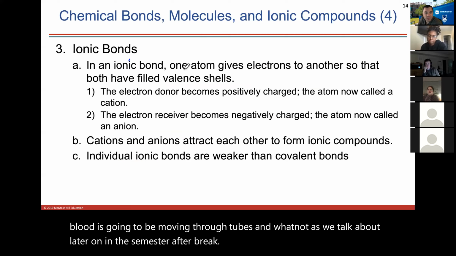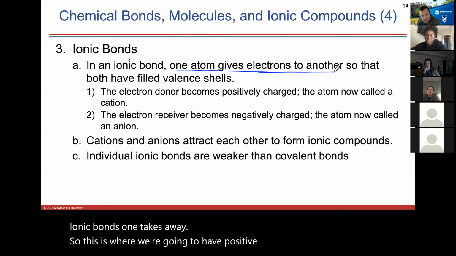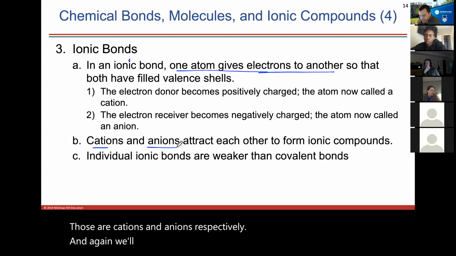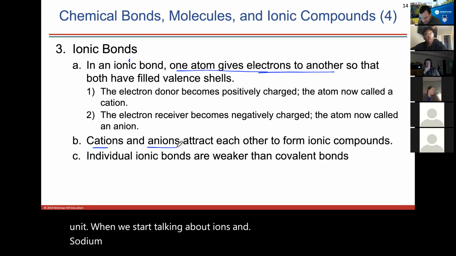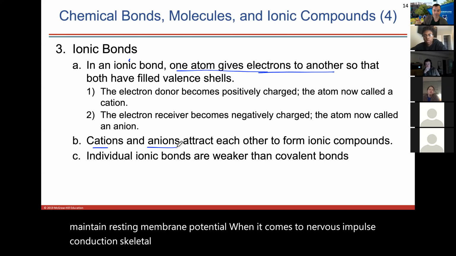Ionic bonds, one takes away. Okay. So this is where we're going to have positive and negative ions. Those are cations and anions, respectively. And again, we'll start talking about this when we start talking into the next unit, about sodium ions, positive and negative ions associated with helping to maintain resting membrane potential when it comes to nervous impulse conduction, skeletal muscle contraction, all that fun stuff. Okay.